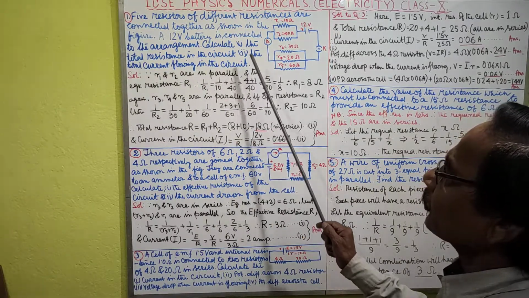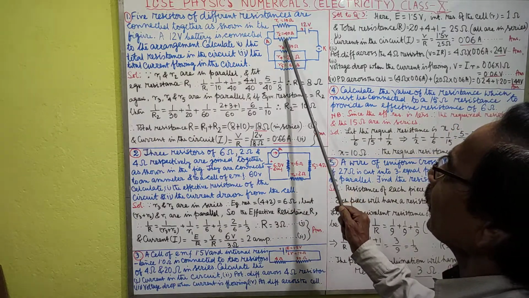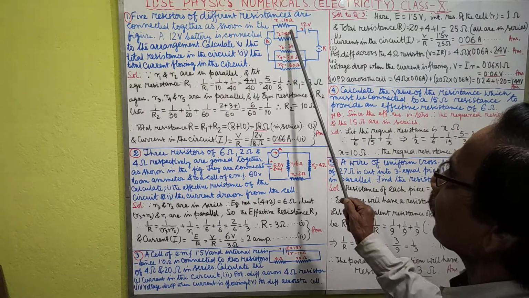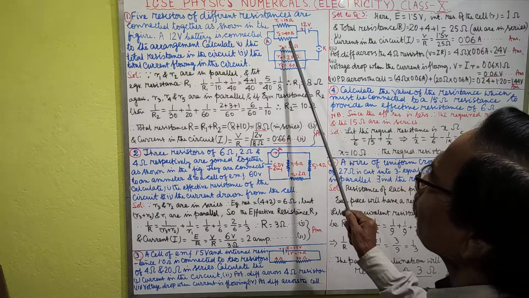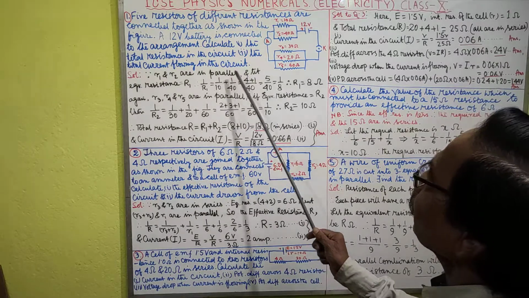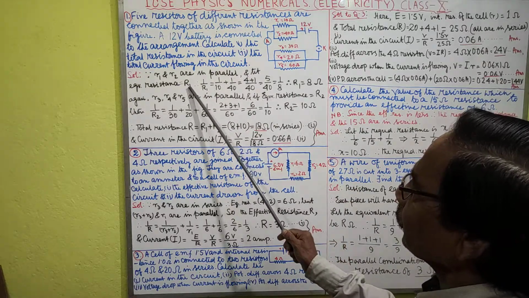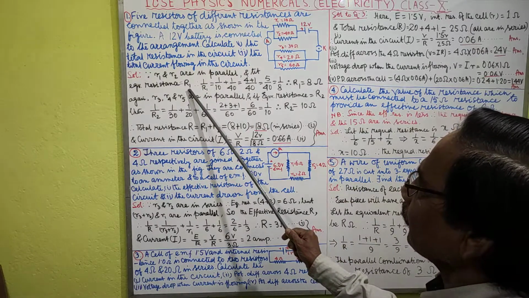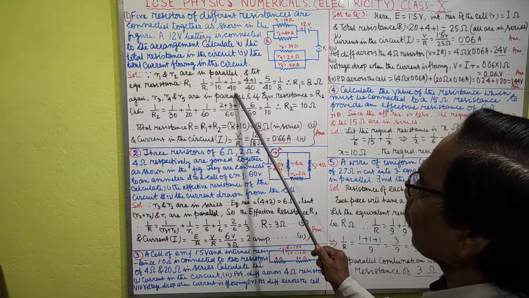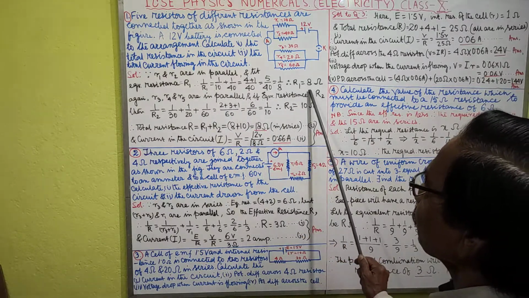The first one is total resistance. Just see, R1 and R2 are in parallel. So the effective resistance will be the sum of the reciprocals of the two. If the effective resistance is capital R1, then 1 by capital R1 will be equal to 1 by 10 plus 1 by 40, which is 1 by 8. Therefore R1 will be 8 ohms.